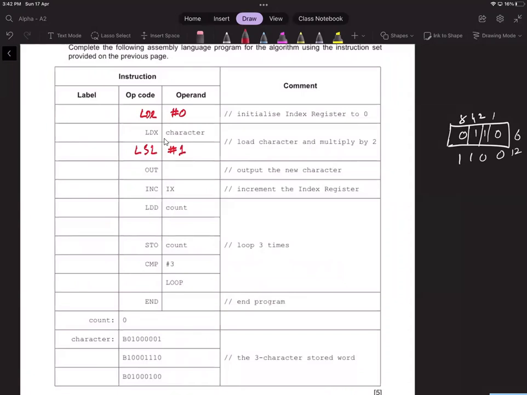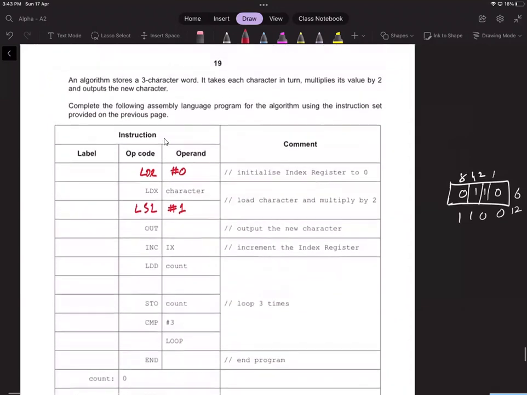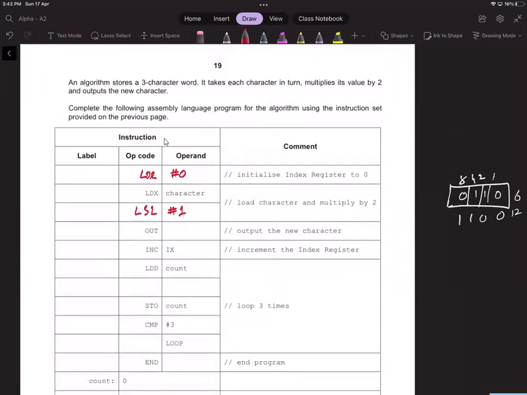Then we have output, we increase the index, we load the count. And now let's study what it says. An algorithm stores 3-character words. It takes each character in turn, multiplies its value by 2, and outputs the new character. Complete the following assembly language program for the algorithm using the instruction set provided.